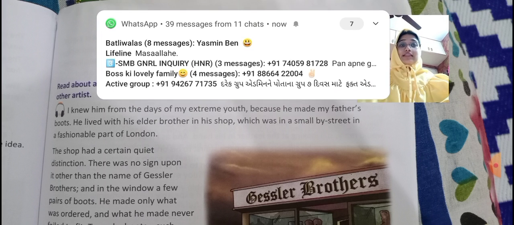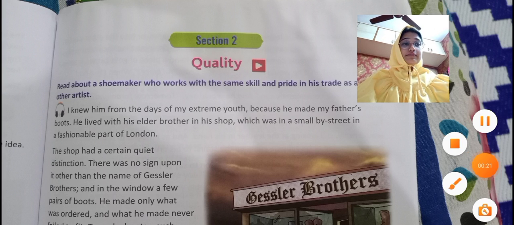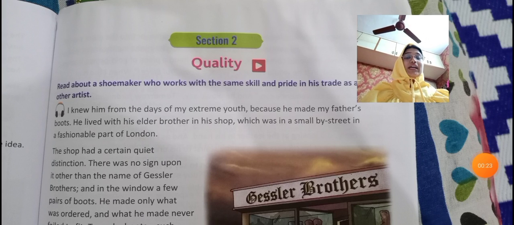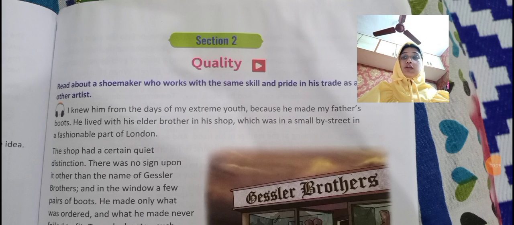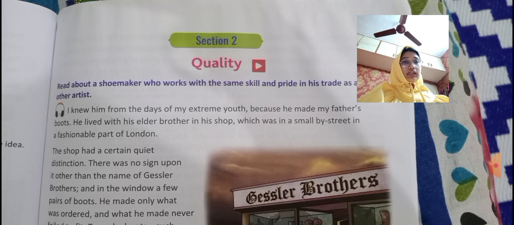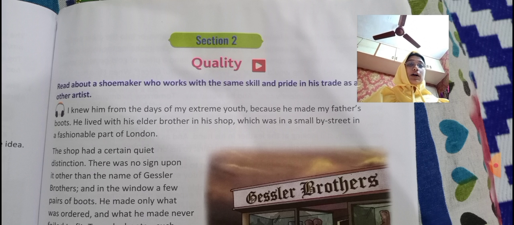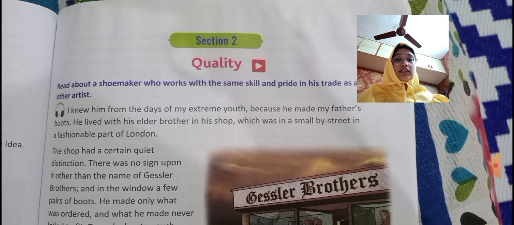We are back with English subject for class 6th, and today we will start a new lesson. You might be surprised that after we have completed unit number 4, now we will begin with unit number 5, A Brush with Art. Correct? So we will skip section number 1. We will study section number 1 later, and we will begin with section number 2, Quality, written by John Galsworthy. So section 1 is not being cancelled, but we will study that later.